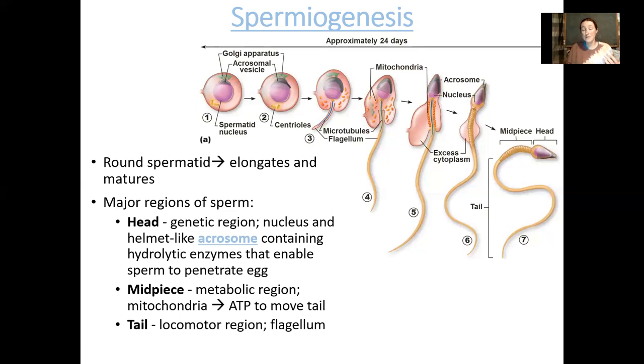And then once it's in the uterus and in the uterine tubes, the uterus actually feeds the sperm so that they live long enough to get to the egg. So again, the mid piece is where the mitochondria are taking sugar, converting it into ATP. The ATP is then used to move the flagellum.